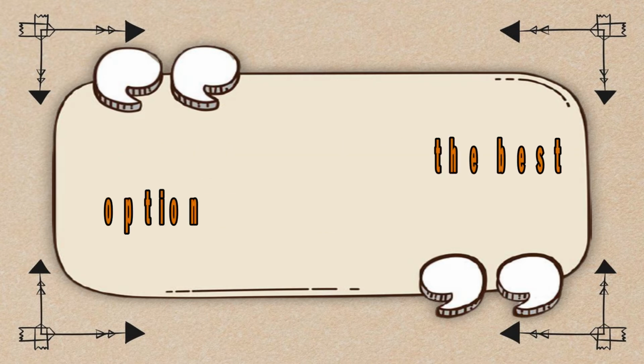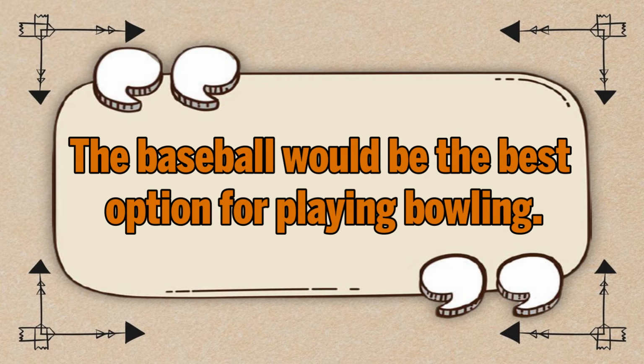On the other hand, the baseball would be the best option for playing bowling. The mass of the baseball would be fair enough for it to knock down the bowling pins. The throw or spin would be more accurate since it would not bounce around like the other options.